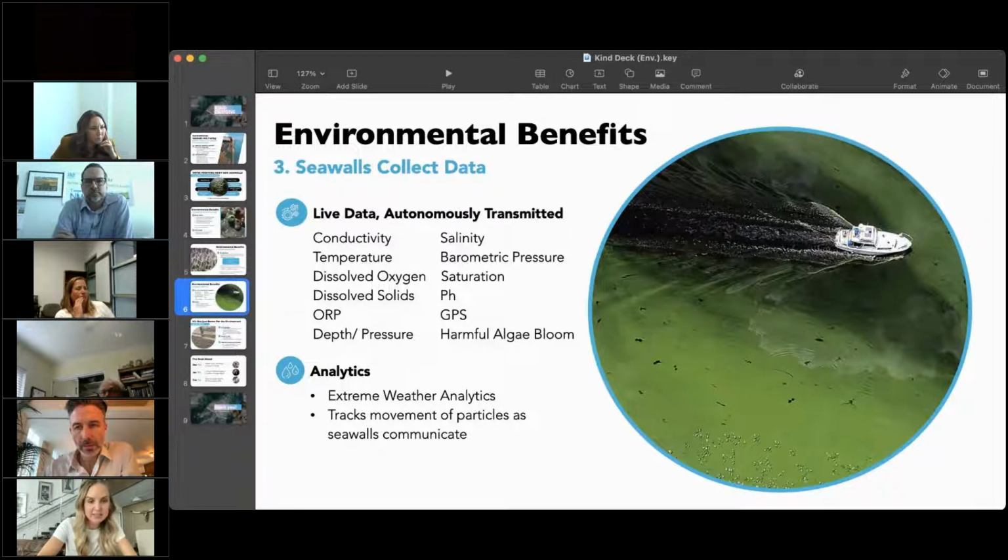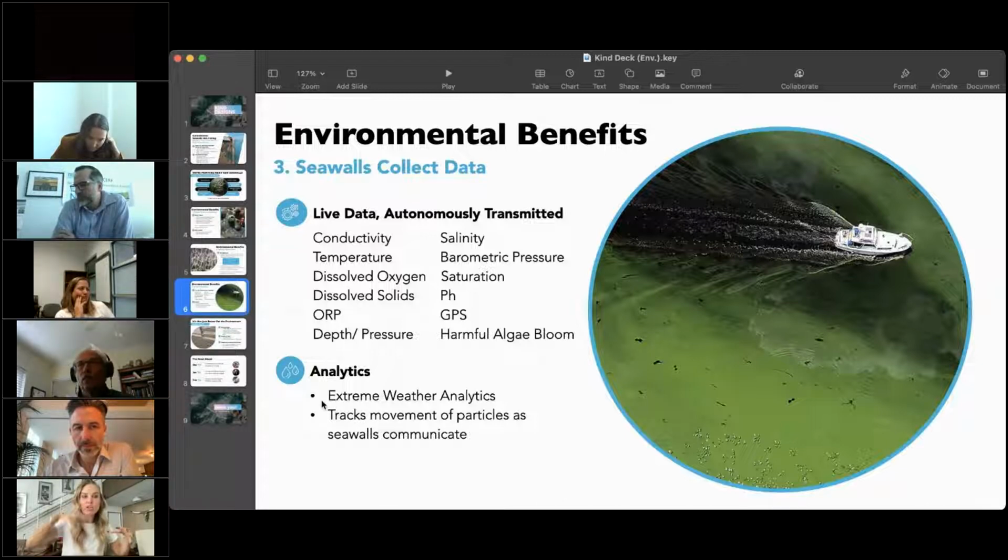So as you can see, this is what we're collecting: conductivity, temperature, dissolved oxygen, dissolved solids, ORP, pressure, salinity, saturation, pH. And a lot of these are also indicators for harmful algae bloom, as you know. So it's something that we can track ahead of time, and also do other analytics on this data, like extreme weather analytics.